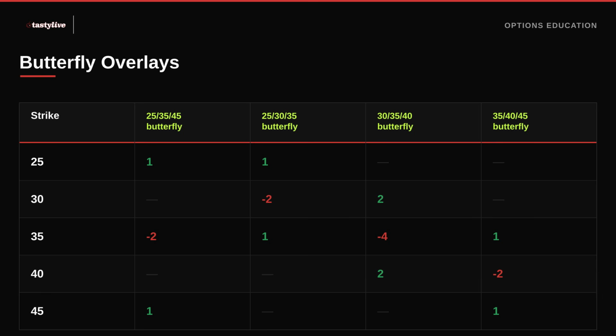Now I go to the center row, the 35 strike. Of those component butterflies, I have long 1 of those puts, short 4 of those puts, and then another long 1 of those puts for a net short 2. That matches up with a short 2, 35 puts of the original butterfly. Now I go to the 40 strike. I'm buying 2, selling 2 of the component butterflies at that 40 strike. They cancel each other out. Finally, that last butterfly that I'm buying gives me long 1 of the 45 puts.